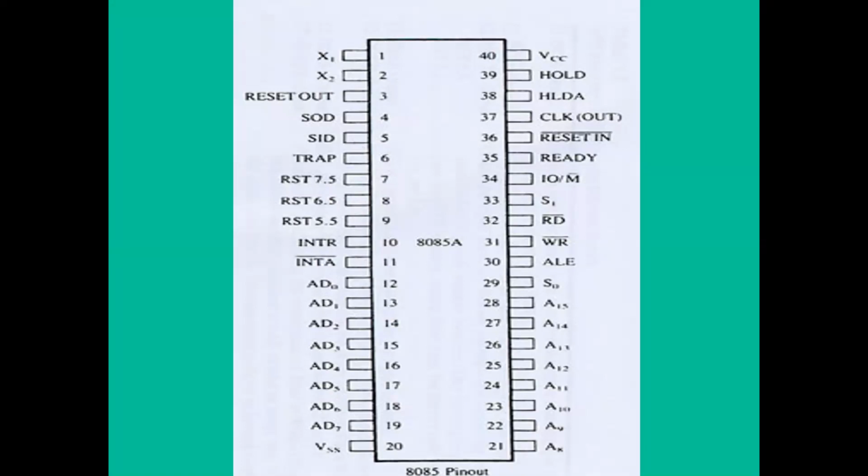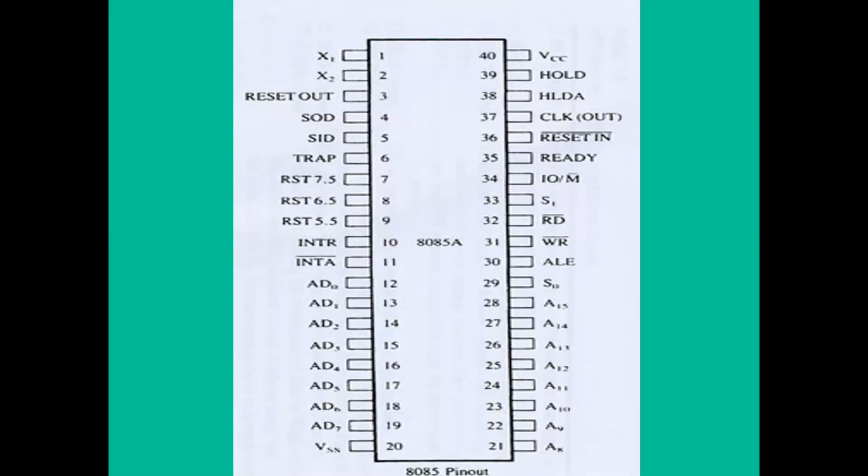Intel 8085 has a 40 pin IC, operates at 3 megahertz clock frequency, and requires a 5-volt power supply. Okay, and the signals here can be classified into 6 groups. What are the groups?